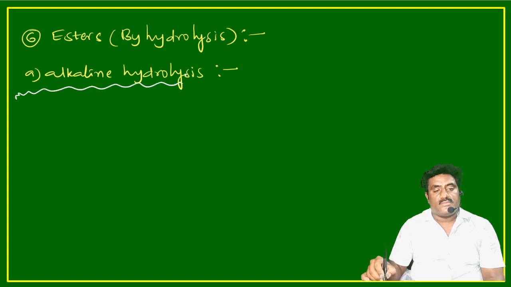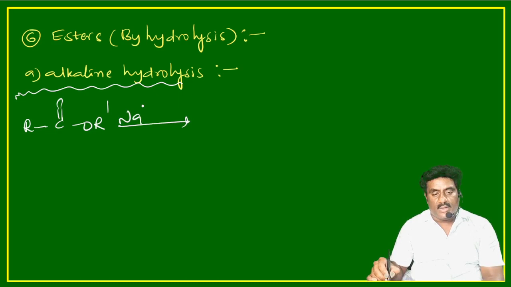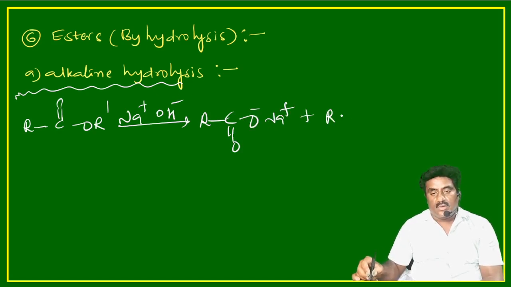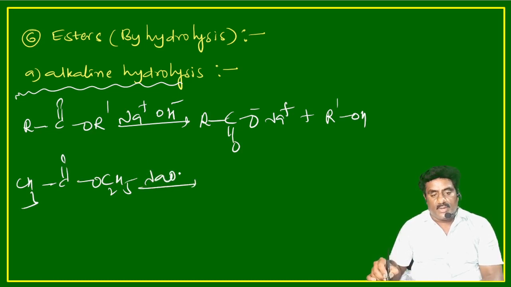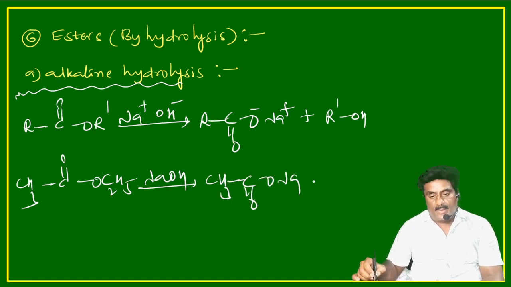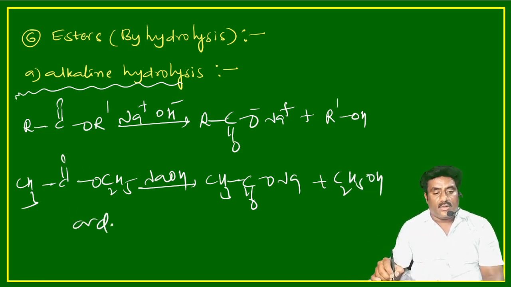Alkaline hydrolysis. Ester formula RC double bond O OR in the presence of sodium hydroxide, Na plus OH minus, forms RC double bond O O minus Na plus and ROH. Again, CH3 C double bond O OC2H5, ethyl acetate, in the presence of sodium hydroxide forms CH3 C double bond O O minus Na plus and C2H5OH.